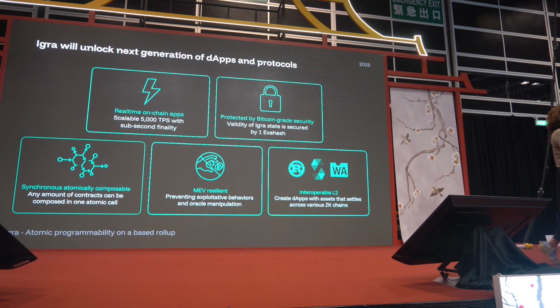5 properties that you don't see in any L2 today that is EVM compatible, or on other wannabe-based rollups. 1, Bitcoin-grade security inherited from the L1. 2, real-time, fast performance. And because of the speed of TPS, we are able to be MEV resilient for any TradFi or real-world assets looking to create DeFi apps on us.